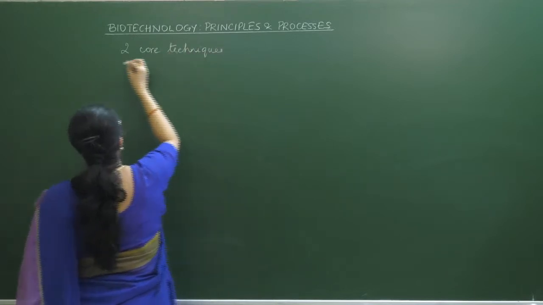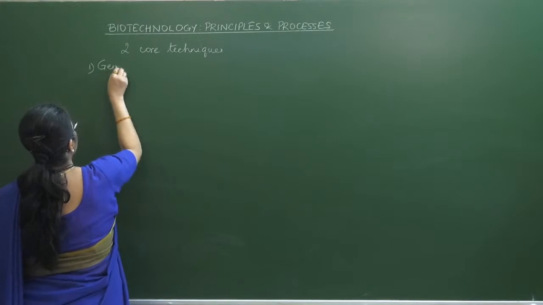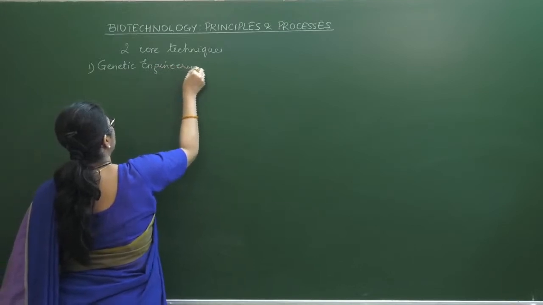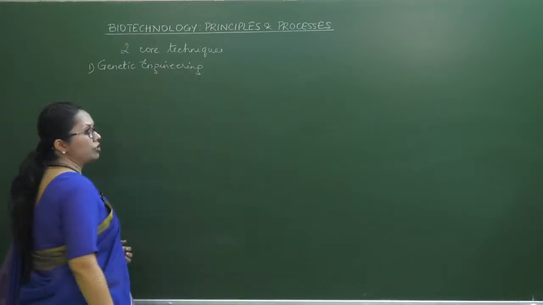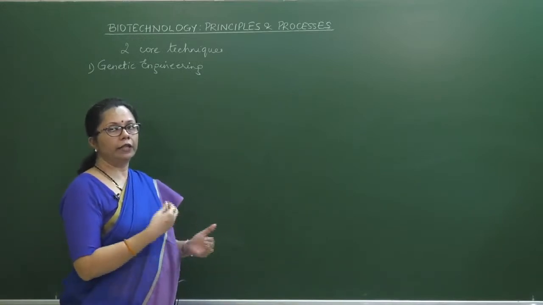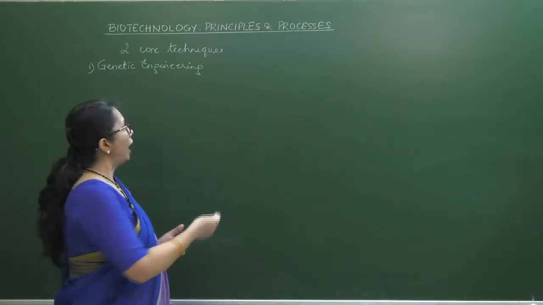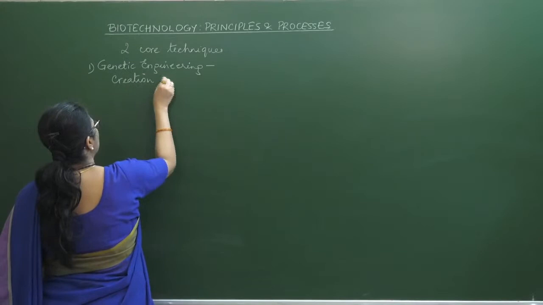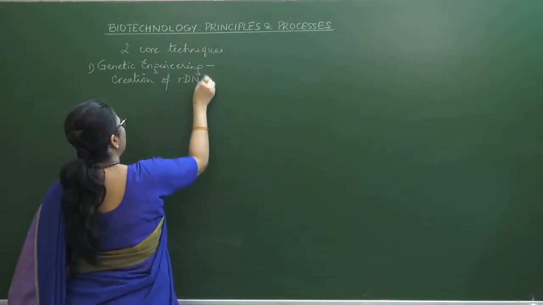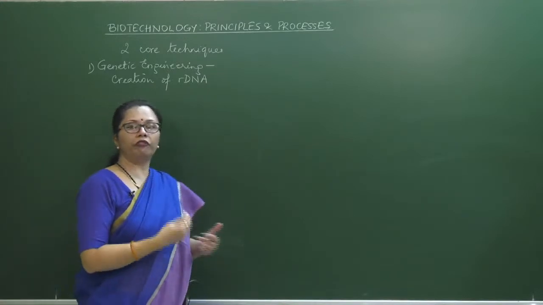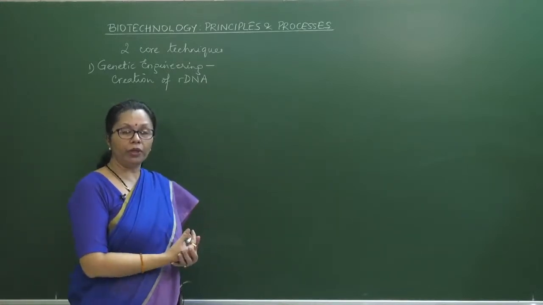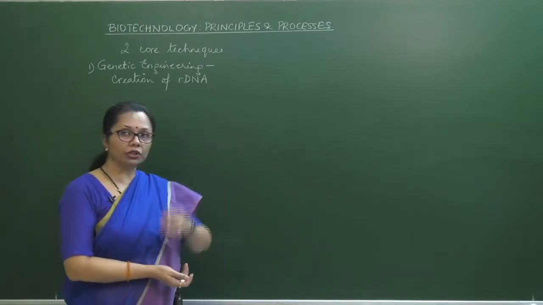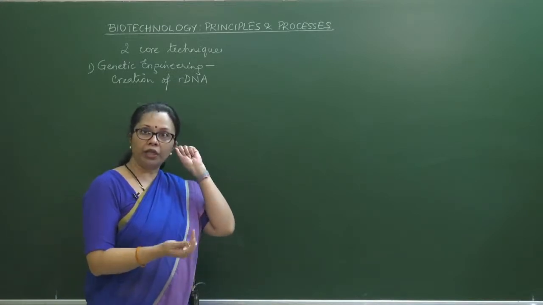One is genetic engineering, where of course we alter the DNA of an organism, and so this involves creation of recombinant DNA, where we can combine DNA of two different species, and that would be a recombinant. And this is not to be confused with the recombination that we study in the process of meiosis, because that is something which is happening naturally.